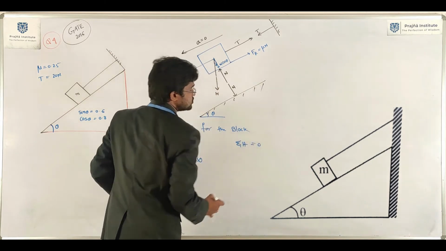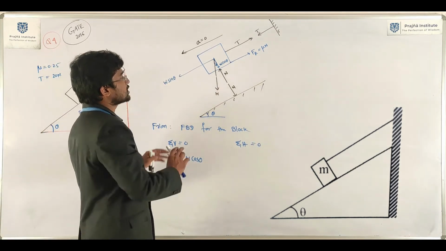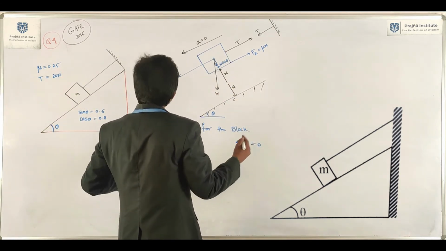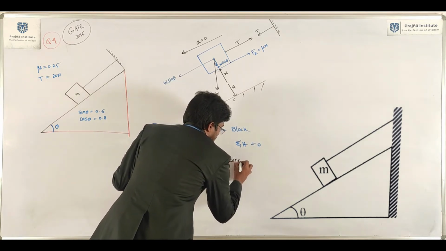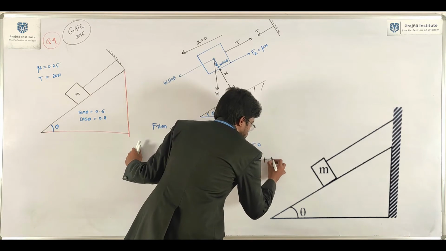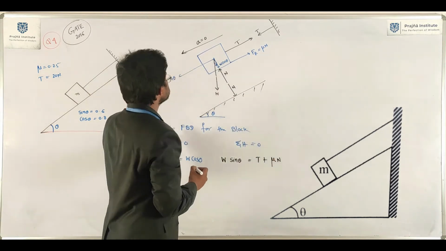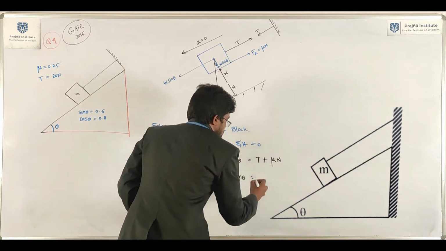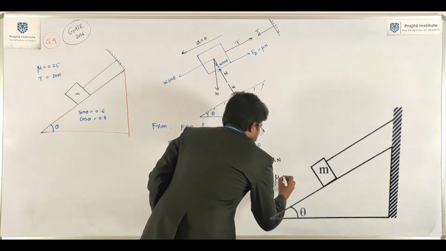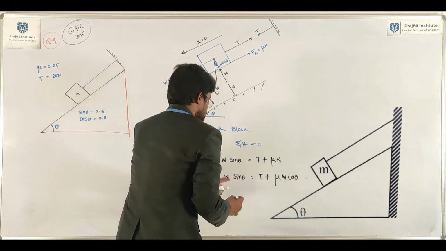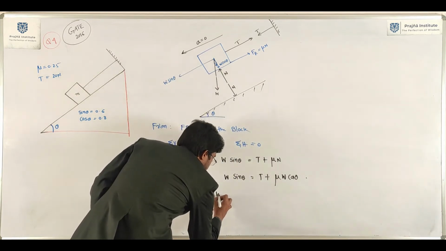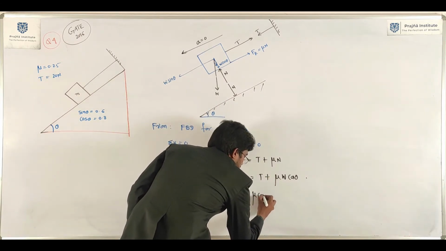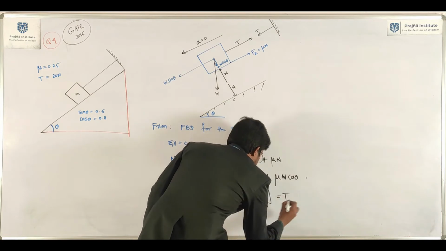Sigma H equals 0. Here, sum of the left forces equals sum of the right forces. That means T plus mu N equals W sin theta. W sin theta equals T plus mu into W cos theta. Here you will get W taken out: W times (sin theta minus mu cos theta) equals T.